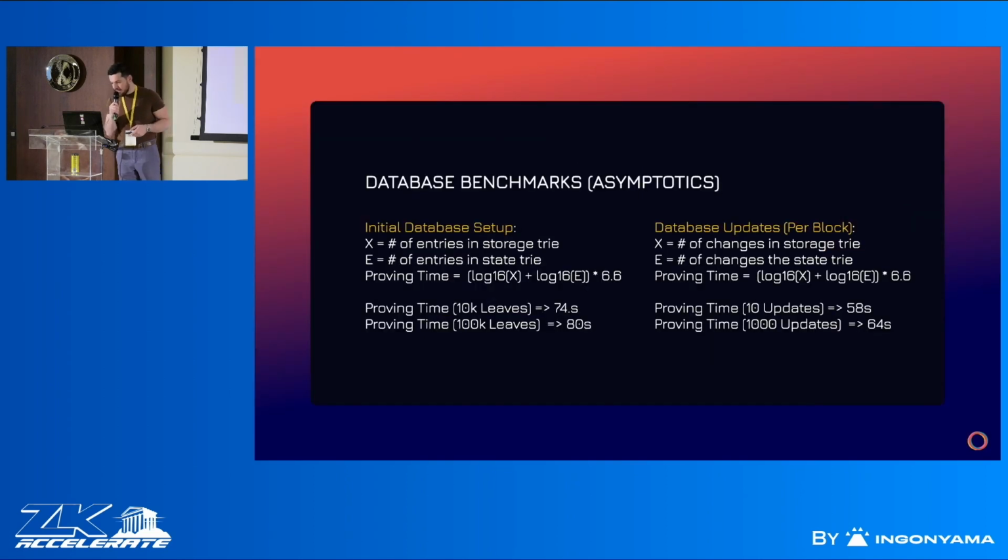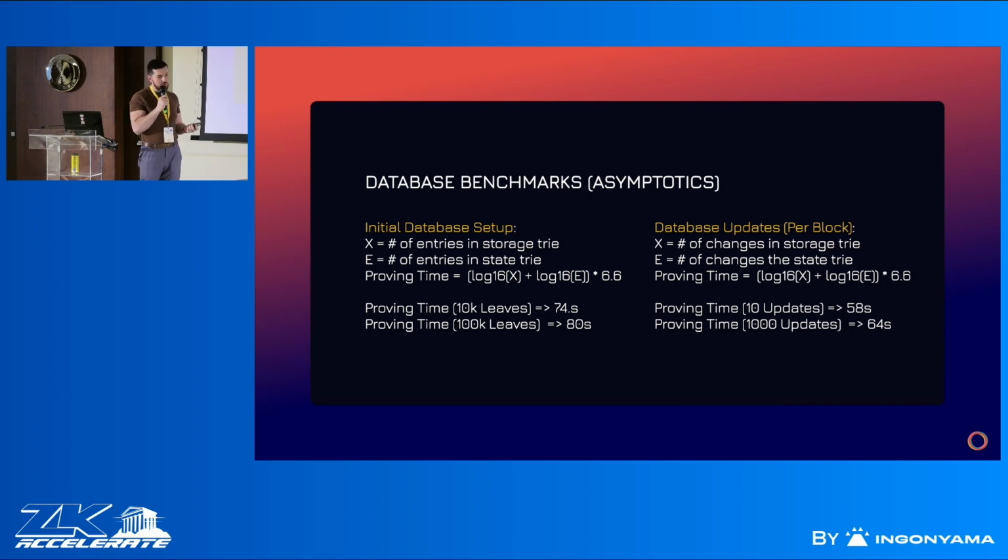And so what are the asymptotics of this, and then what are the benchmarks we have? Well, the proving time for a high degree of leaves can be done in generally about 75 to 80 seconds, scaling logarithmically with respect to number of leaves. So we can basically build tables of 100,000 leaves per block with about 80 seconds of setup time. And then update times are proportionate to the number of changes that happen per block.